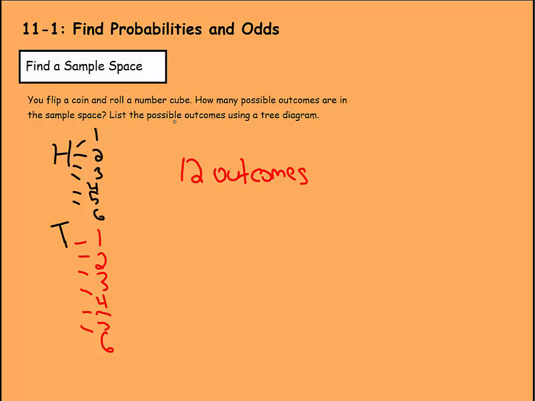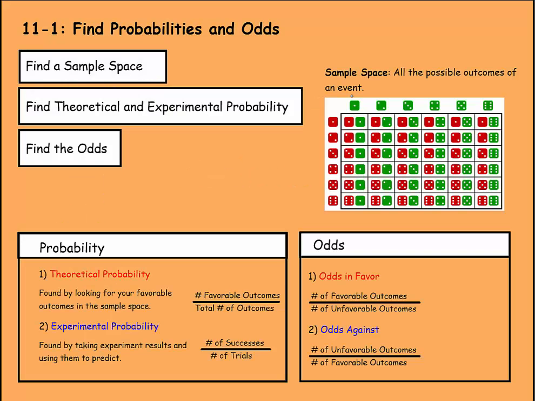When it asks you to list the possible outcomes, you actually have to list them out. Sometimes you won't have to, and then there's a shortcut for that. When you flip a coin, there's 2 different total outcomes. When you roll a number cube, there's 6. Well, you notice 2 times 6 is actually 12, because you can see there's 6 outcomes 2 times. And that's why rolling 2 number cubes, 6 outcomes times 6 outcomes, gives you 36 total outcomes in the sample space. Next is probability.